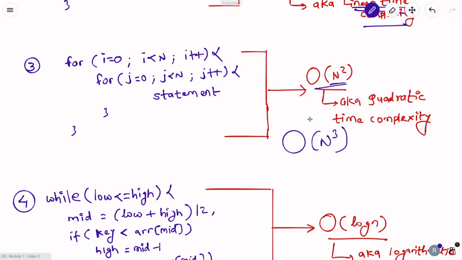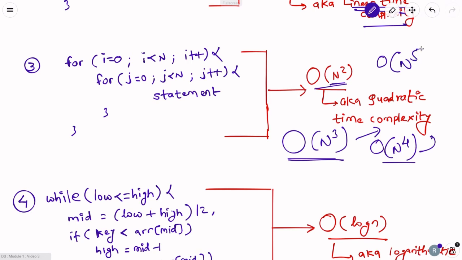when you have nested loops with 3 levels, or when you have 3 nested loops, then you will have this complexity, that is big O of n cube. This is also a polynomial time complexity. If you have 4 nested loops, then it will be big O of n raised to 4. If you have 5 nested loops, this should never happen, but in that case it will have big O of n raised to 5 time complexity.